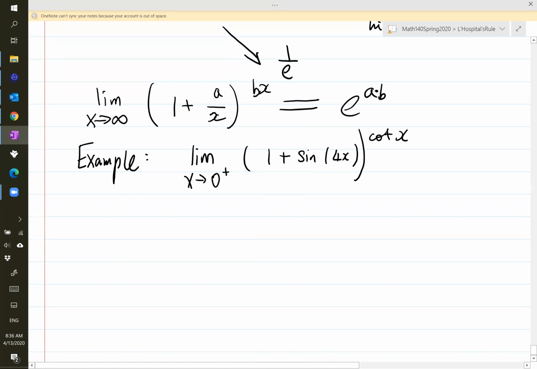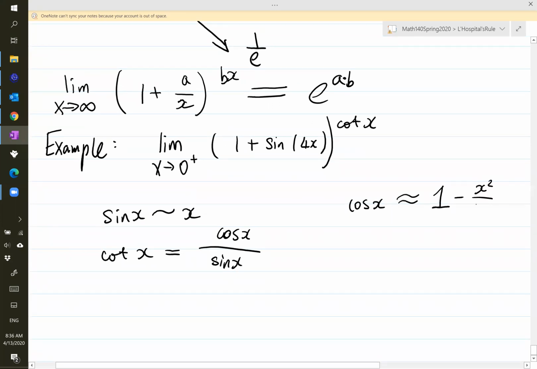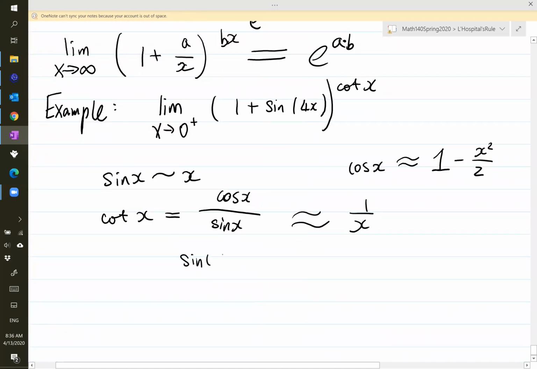Now before we start this problem, let's see some ideas. Remember, linear approximation says sine x is x, an infinitesimal equivalent, or if you add a higher order term. What is cotangent? Cotangent x is cosine x over sine x. Now the linear approximation of cosine is 1. If you add another term, x squared over 2. So cosine is 1, sine x is x, so this is more or less 1 over x. So essentially sine 4x is equivalent to 4x near 0.